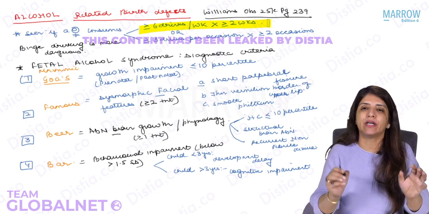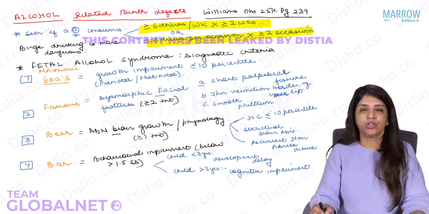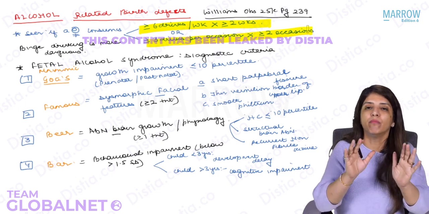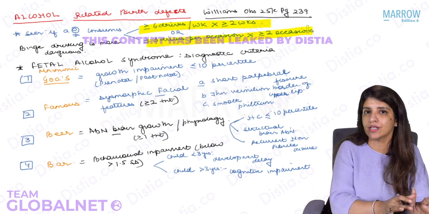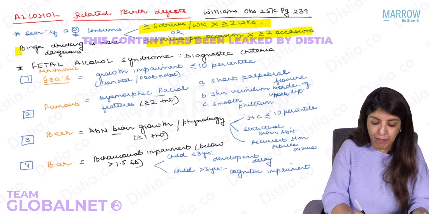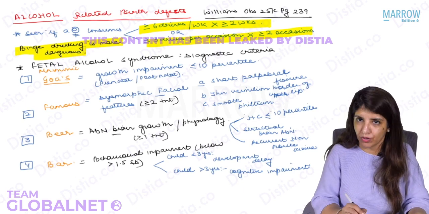Or on a particular occasion, she is having more than or equal to 3 drinks, and this she takes on 2 occasions. On 2 occasions, she is taking more than or equal to 3 drinks, then that leads to fetal alcohol syndrome. Please remember, binge drinking is more dangerous in a pregnant female, right?